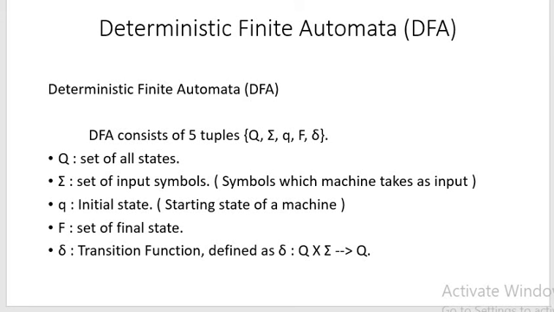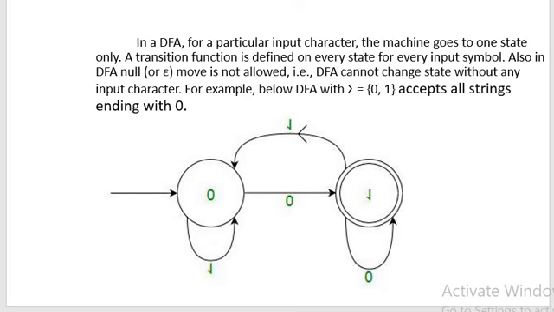What is DFA? It also contains a set of states, input symbols, initial state, final state, and transition function. This is the example. See, here there is no epsilon. For a particular input character, the machine goes to one state only. A transition function is defined on every state for every input symbol. In DFA, a null move is not allowed. This is the main difference between NFA and DFA. DFA cannot change the state without any input character.